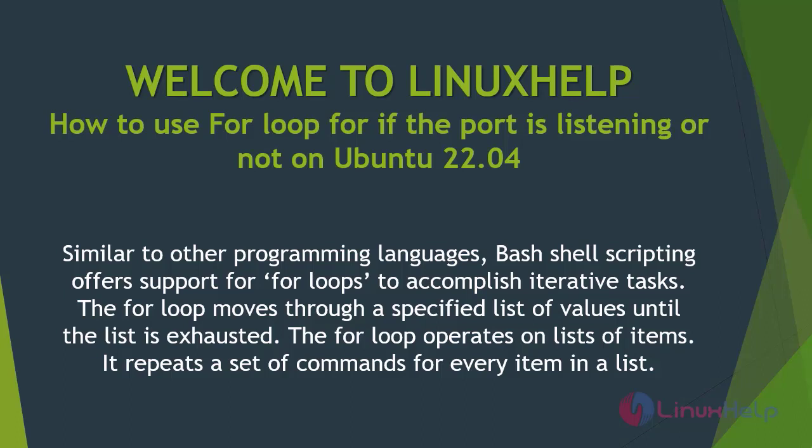Similar to other programming languages, Bash shell scripting offers support for loops to accomplish interactive tasks. The for loop moves through a specific list of values until the list is exhausted. The for loop operates on a list of items. It repeats a set of commands for every item in a list.